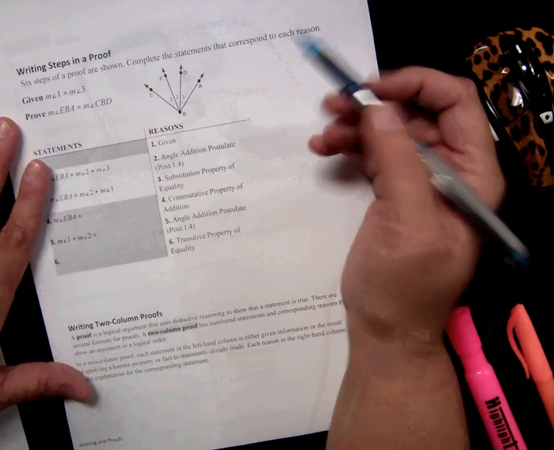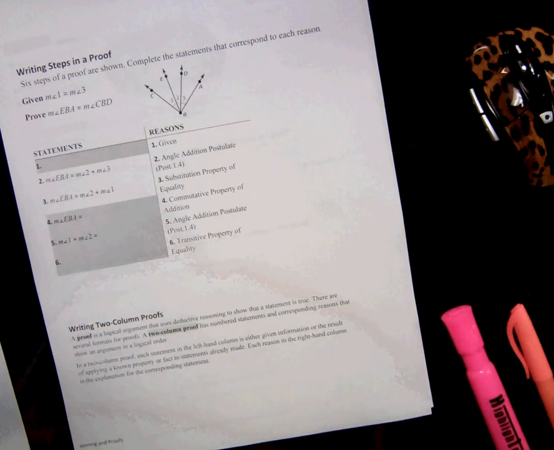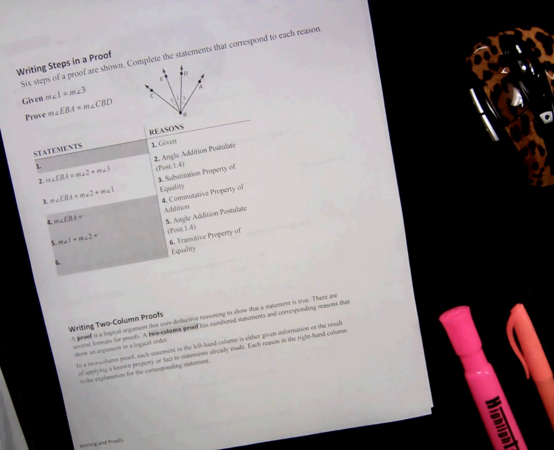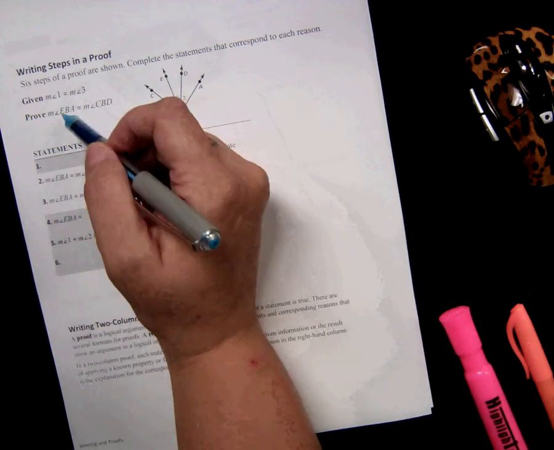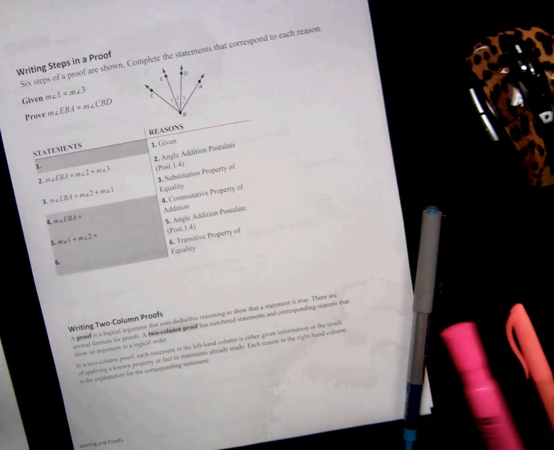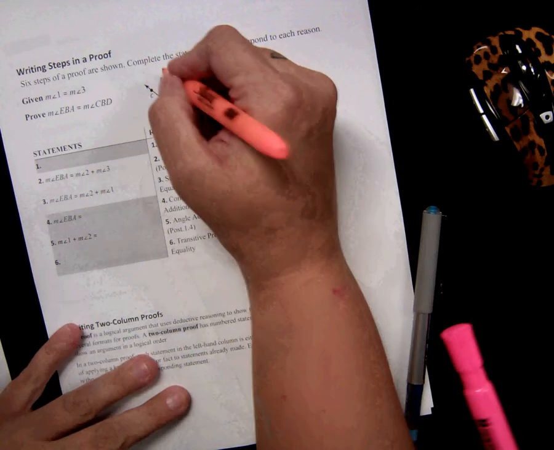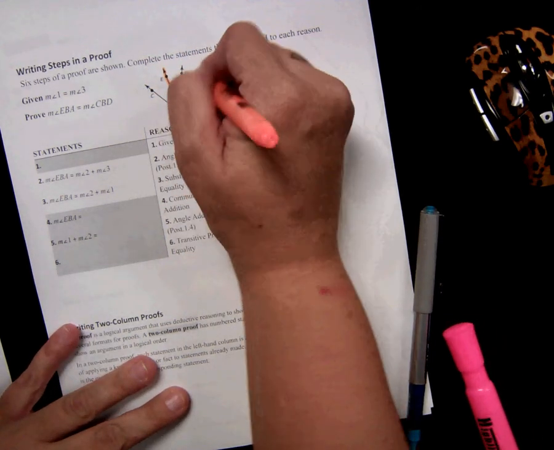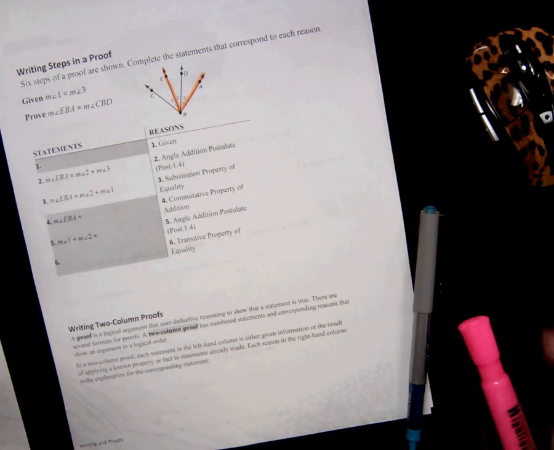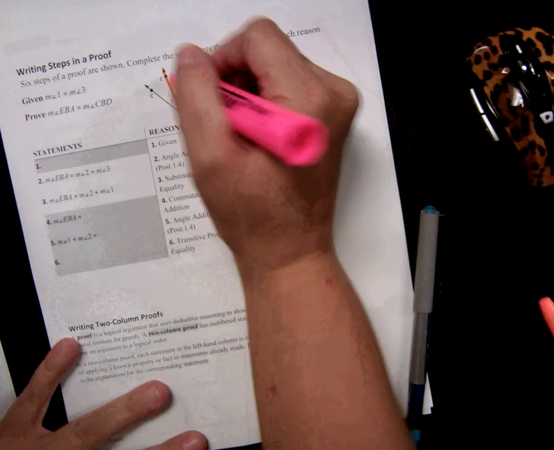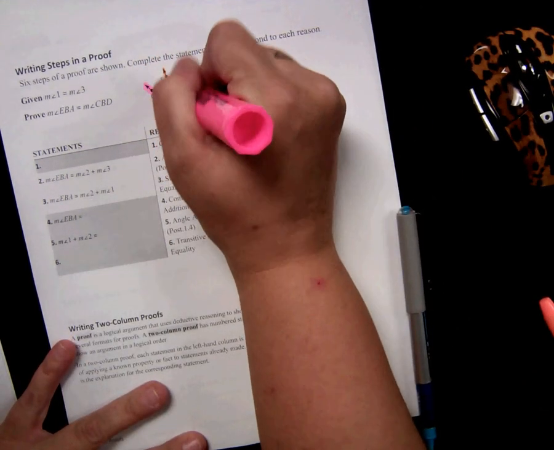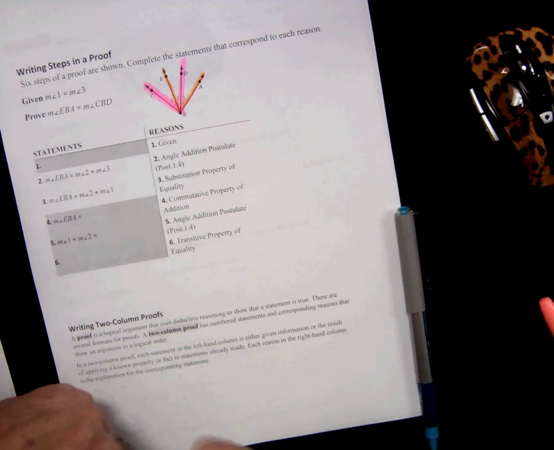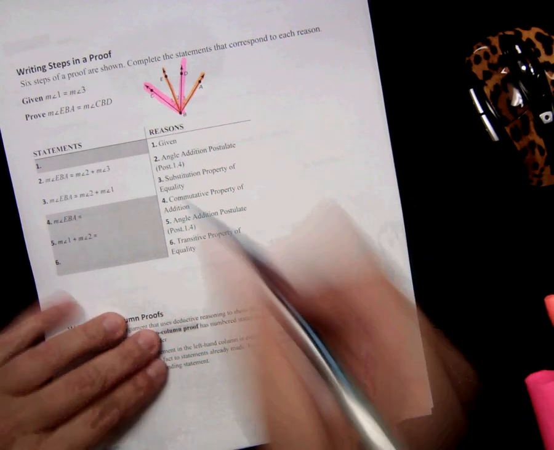It says writing steps in a proof. 6 steps of a proof are shown. Complete the statements that correspond to each reason. You need to prove that the measure of angle EBA equals the measure of CBD. We're trying to prove those two to be equal.